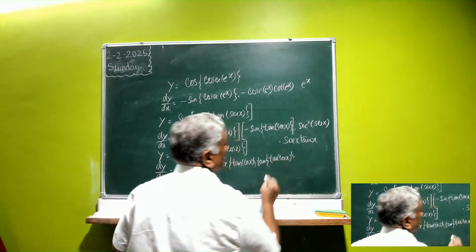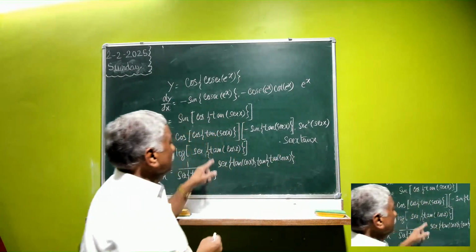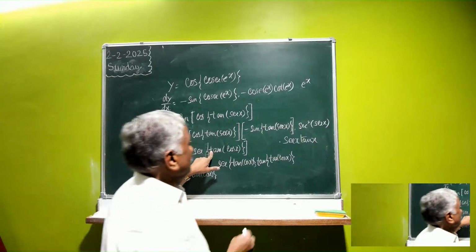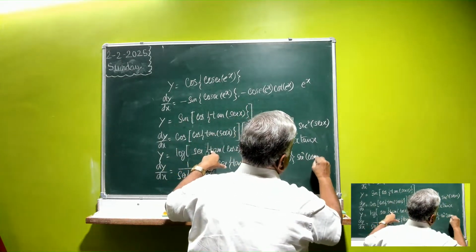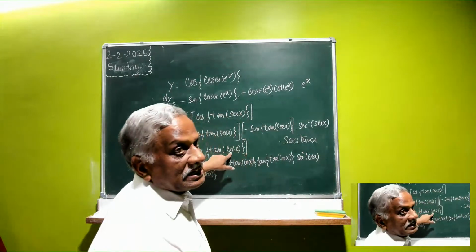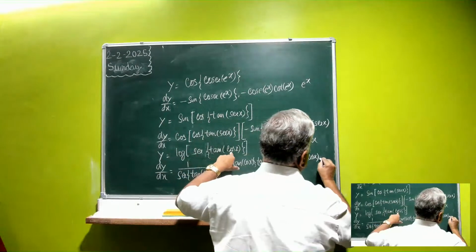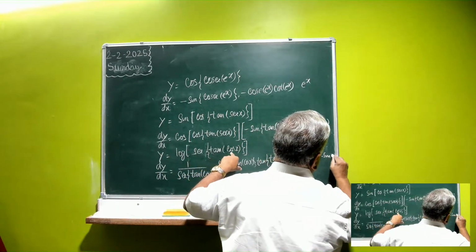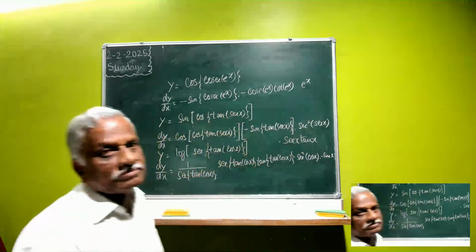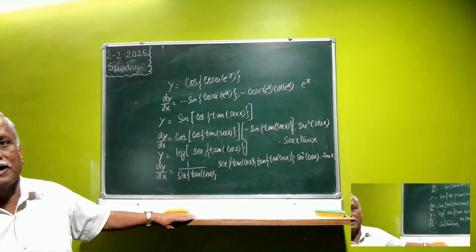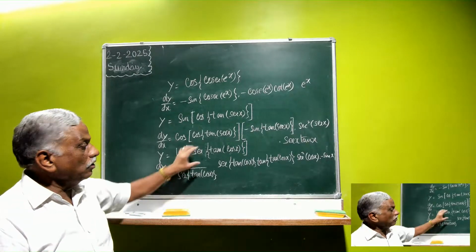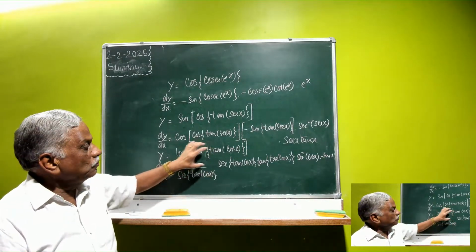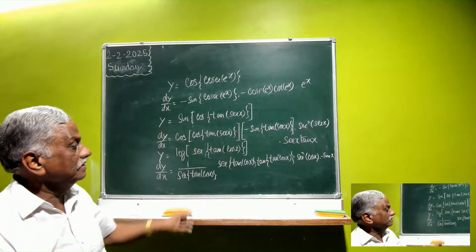Tan of cos x. Then I should differentiate tan. Tan is secant square. Cos x will remain as it is. Then I differentiate cos x, which is minus sin x. The problem is a little lengthy, but the method is very easy. First, we differentiate log. It is 1 over whatever is there, we write as it is.